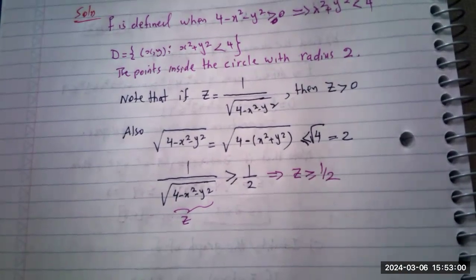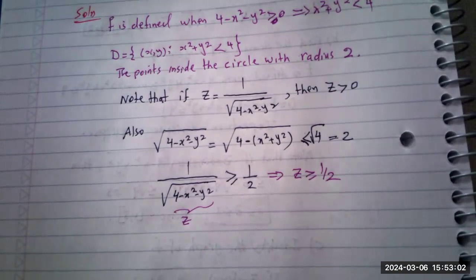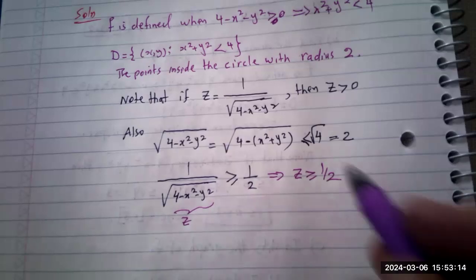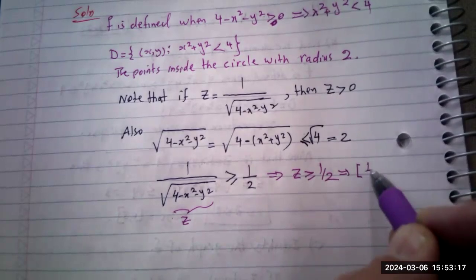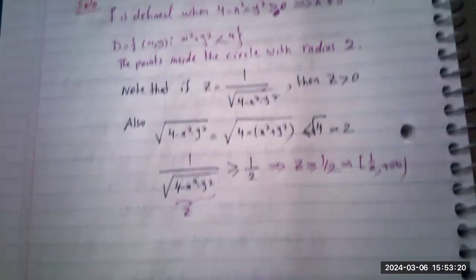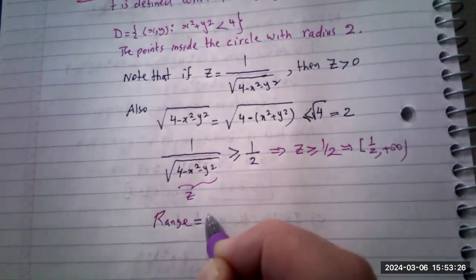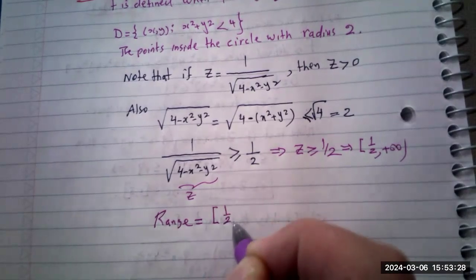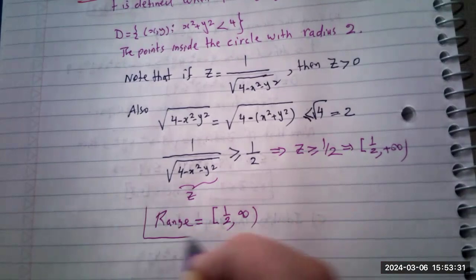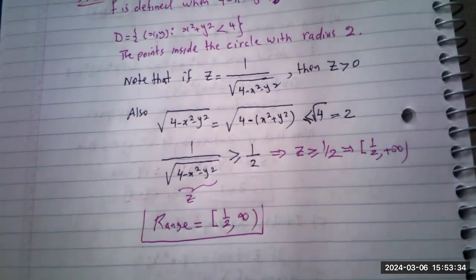Remember, the range of the function is a number. We call it z, and in this case, z should be greater than or equal to 1/2. In interval notation, greater than or equal to 1/2 means 1/2 up, which is the closed interval from 1/2 to positive infinity. So the range of this function is the interval from 1/2 to positive infinity. I just wanted to show it because it's a fraction, to see how we operate.